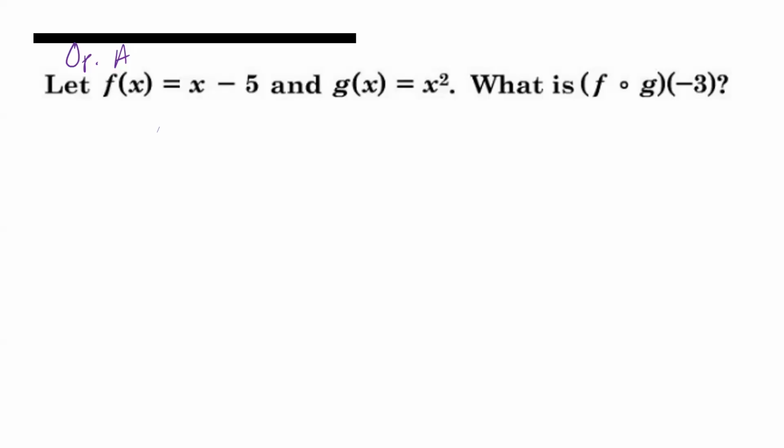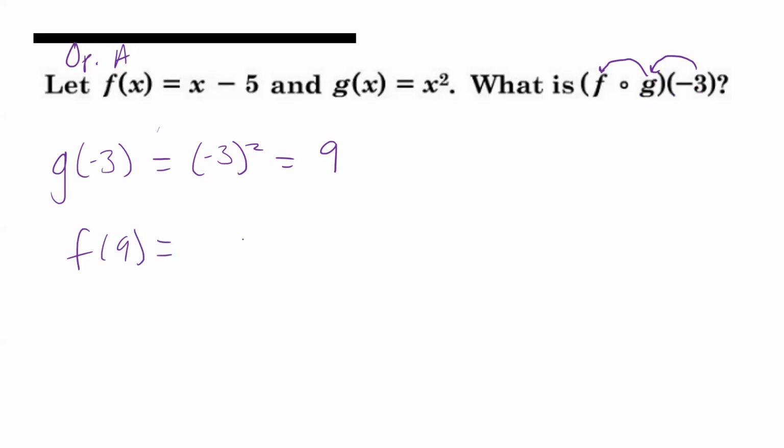All right, are we ready? Okay, so again, we're going the other way, right? So F composed of G at -3. So we're going to take the -3 and we're plugging it into G. So we have -3 squared, which gave us what? 9. Then we take that answer and we plug it into F. So we have F of 9 equals 9 minus 5, which is 4.